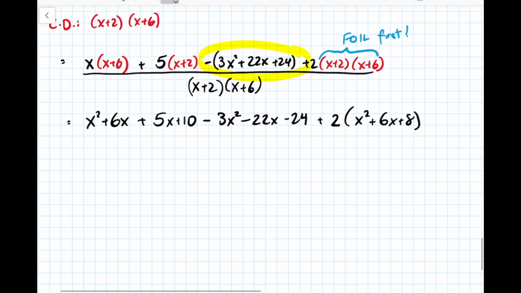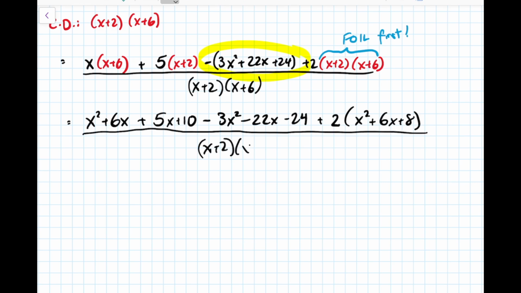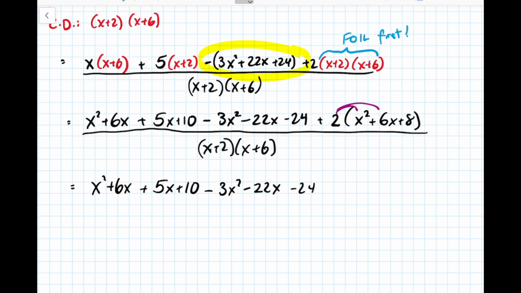So we do need to do that last multiplication before we can fully combine these. You could start combining some stuff now. I'm going to do the multiplication first. So we're going to have x squared plus 6x plus 5x plus 10 minus 3x squared minus 22x minus 24. And then now we're going to distribute that 2 through. And so this is going to become plus 2x squared plus 12x plus 16.